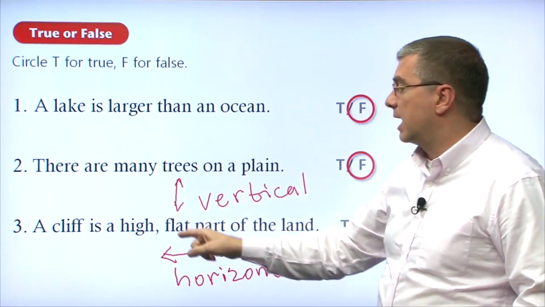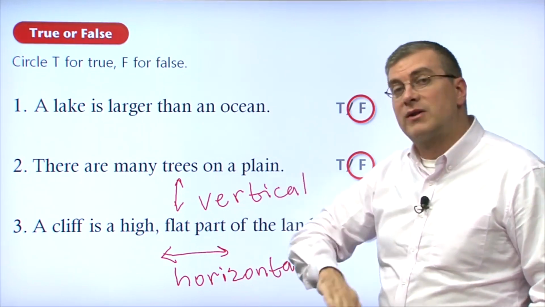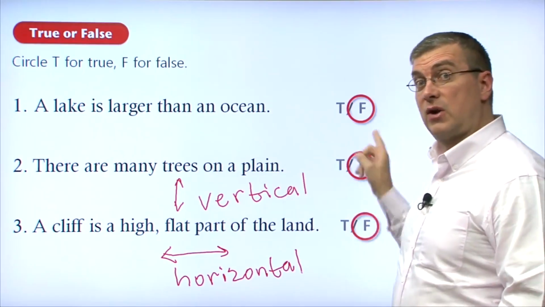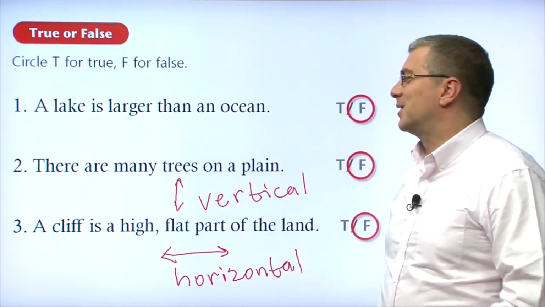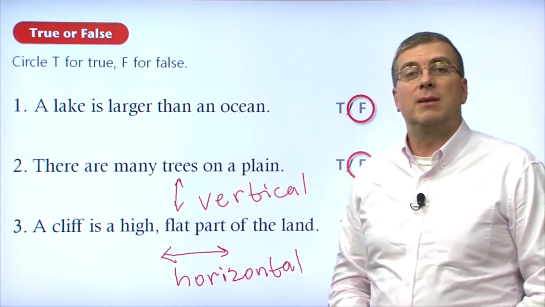A cliff is a sudden drop in the land. It's a sudden drop or a sudden rise in the land. That's a cliff. So it's false. They're all false. False, false, false. Okay? So a little review there. Okay, well, let's take an intermission here, and then we'll get into the reading part in just a little bit.